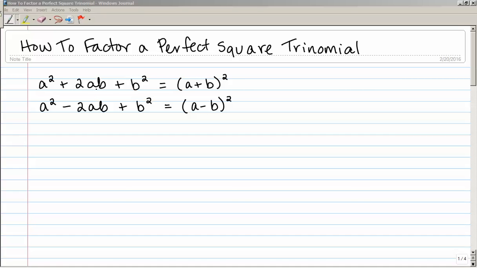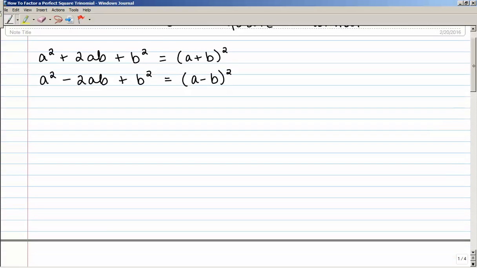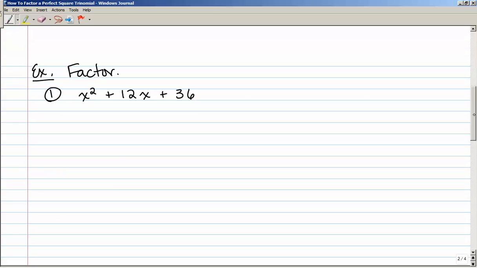So a squared plus 2ab plus b squared factors into the quantity a plus b squared. And a squared minus 2ab plus b squared factors into the quantity a minus b squared. The trick is recognizing whether or not your trinomial is indeed a perfect square trinomial. So let's take a look at several examples here.